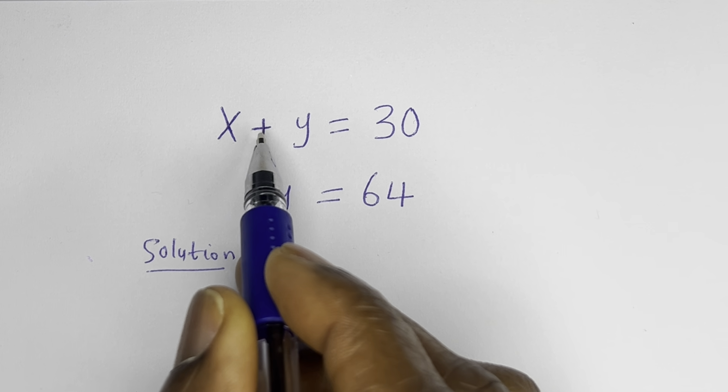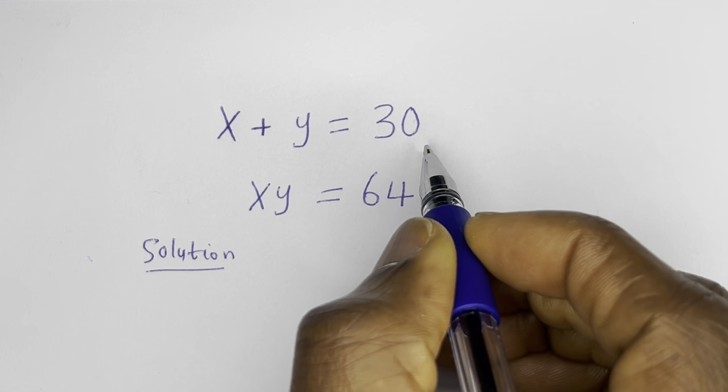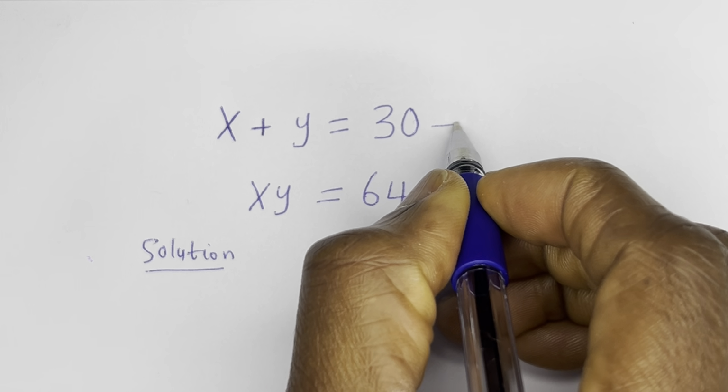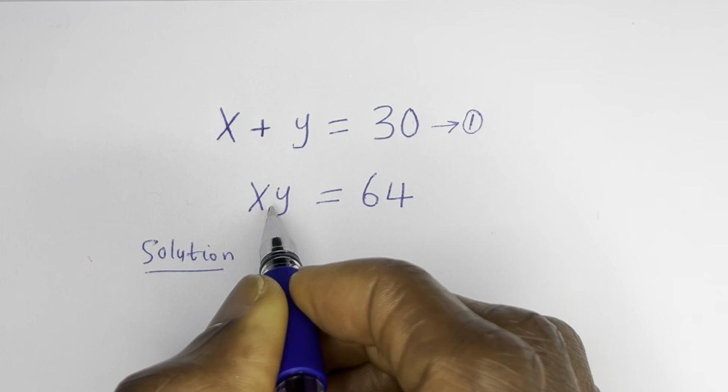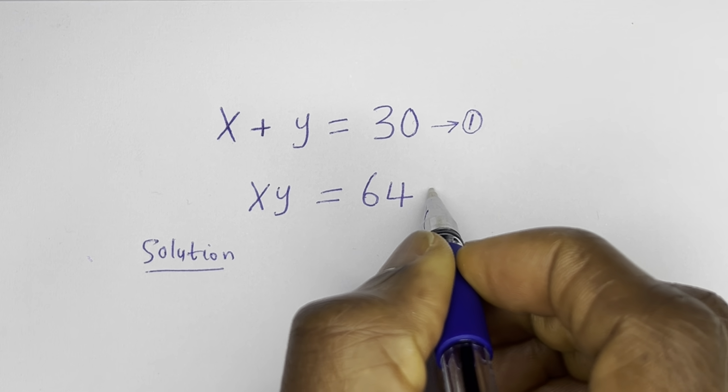Then from here, x plus y is equal to 30. Let's call this equation 1. And from here, xy is equal to 64. Let's call this equation 2.